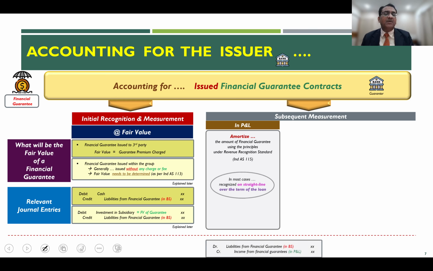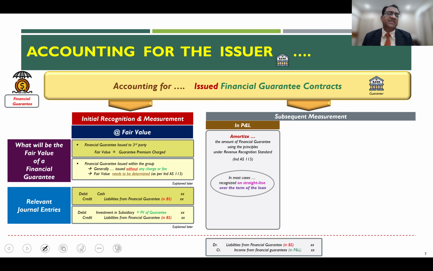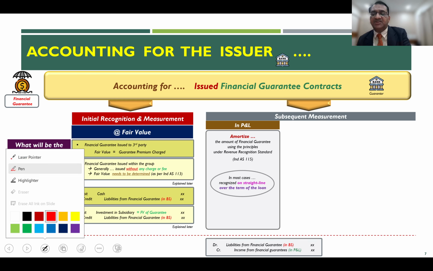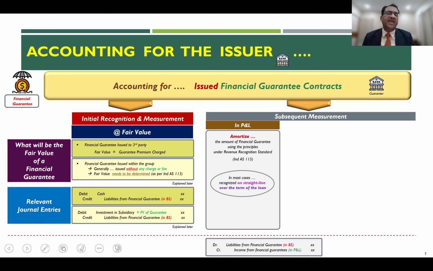And as I mentioned, mostly this is something which will be recognized on a straight line basis by the guarantor. Again, of course, the pattern of recognition may change, but assume for the time being it is on a straight line basis. So what will happen?